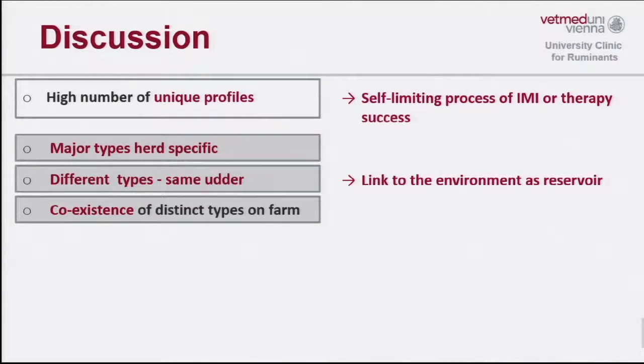Regarding the different types in the same udder but different quarters, and the various types in different cows of one herd, there could be a link to an environmental reservoir, for example, straw bedding or feces as source of infection. And this has been shown in previous studies where Strep uberis was found almost everywhere in cows' environment, their gut or skin. These strains might cause intramammary infection due to contamination of the gland as a result of poor environmental hygiene conditions.